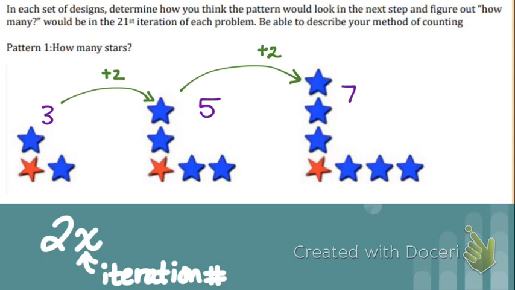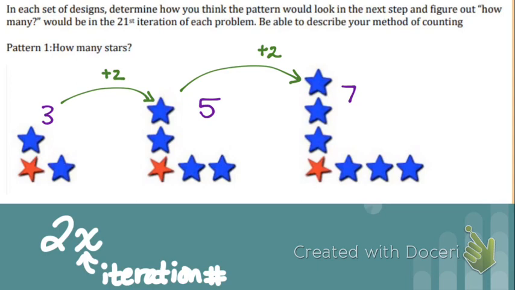So if you find yourself doing the same thing multiple times, you multiply by 2. In this case, we're multiplying by 2 because we were adding 2 each time. So 2x plus 2. So I have 2x. Now I have to make sure that if I take where I'm at in any of these iterations, it would give me the right number of stars back.